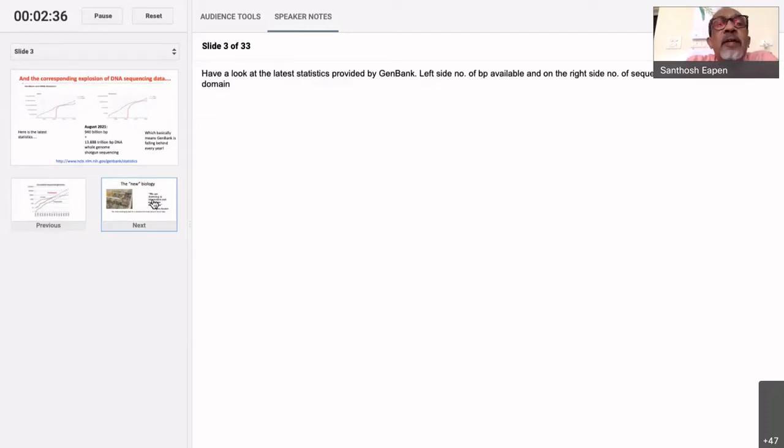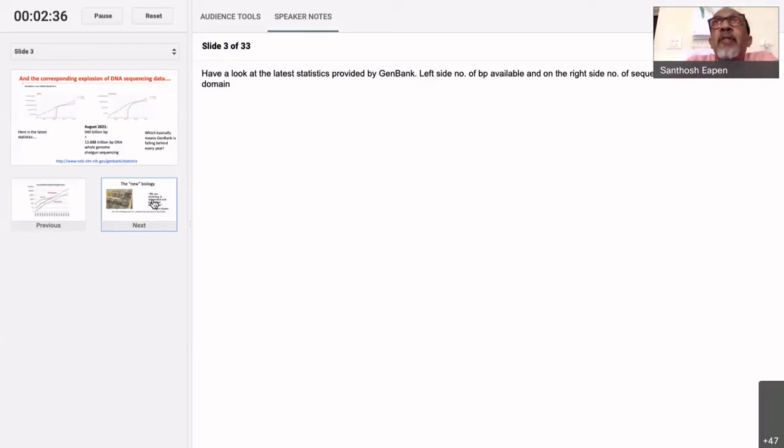Have a look at the latest statistics provided by GenBank. On the left side, you can see the number of base pairs already sequenced and deposited in GenBank, and the whole genome sequences. From that, you can see how many base pairs or nucleotides are currently available in the database. There is a very big leap in the sequence information available in the public domain. GenBank contains almost 940 billion base pairs. On the other side, the nucleotide data available from whole genome sequences is almost 13.8 trillion. So that is the difference.